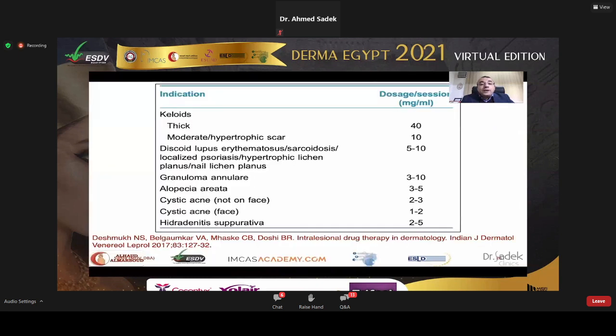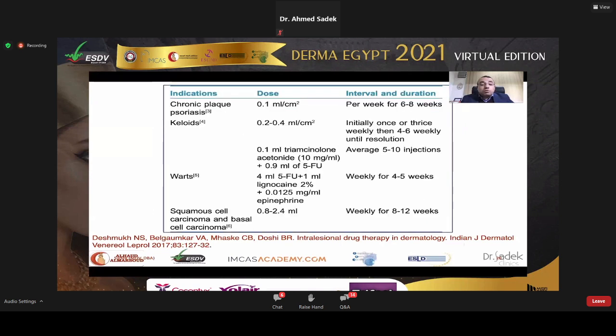Intralesional therapy actually can use steroids, as you all know, and this is a very interesting paper that has published all the intralesional drug therapy in dermatology. It was published 4 years ago in the Indian Journal of Dermatology, Venereology, and Leprology, and there are the indications of the steroid. Definitely, we use higher concentration of steroid for thicker keloids, then the concentration decreases as we go for scars, then for autoimmune disorders, then for inflammatory disorders.